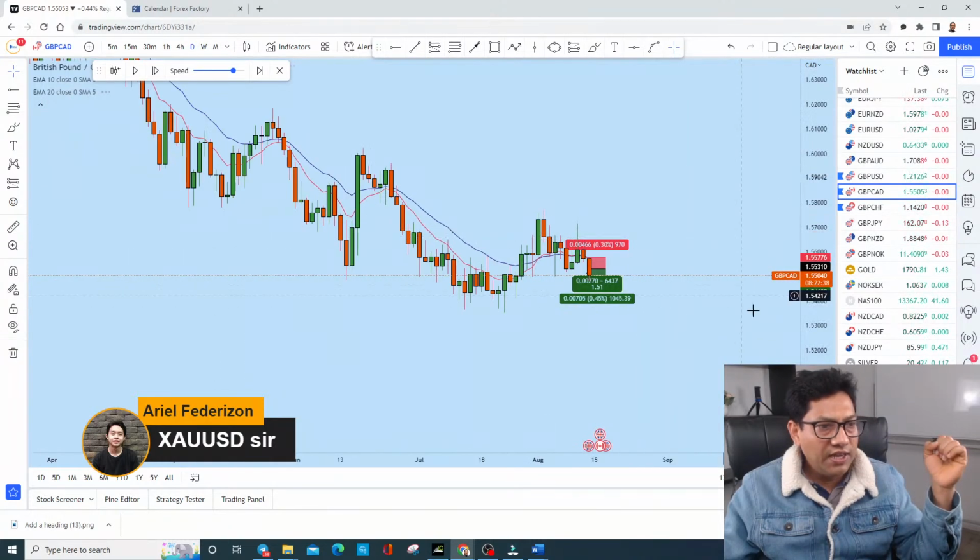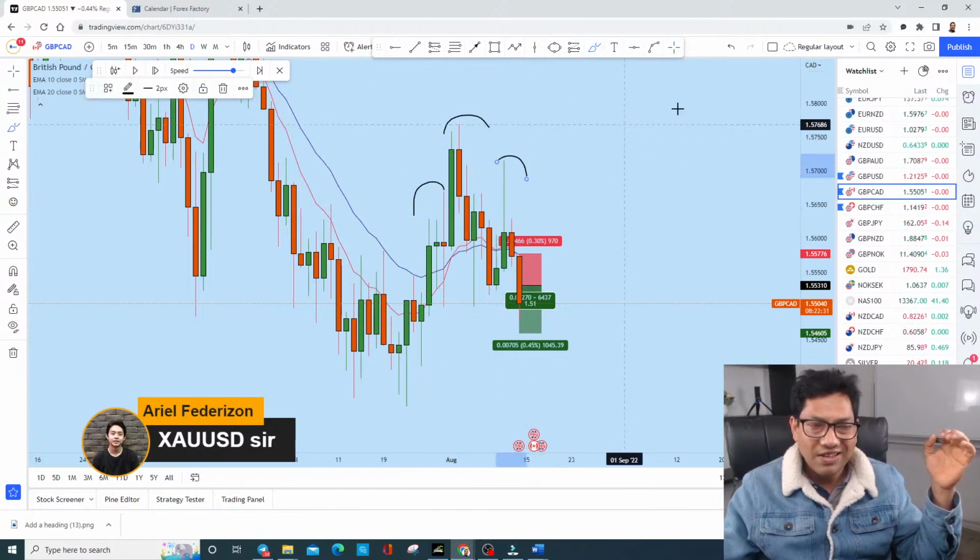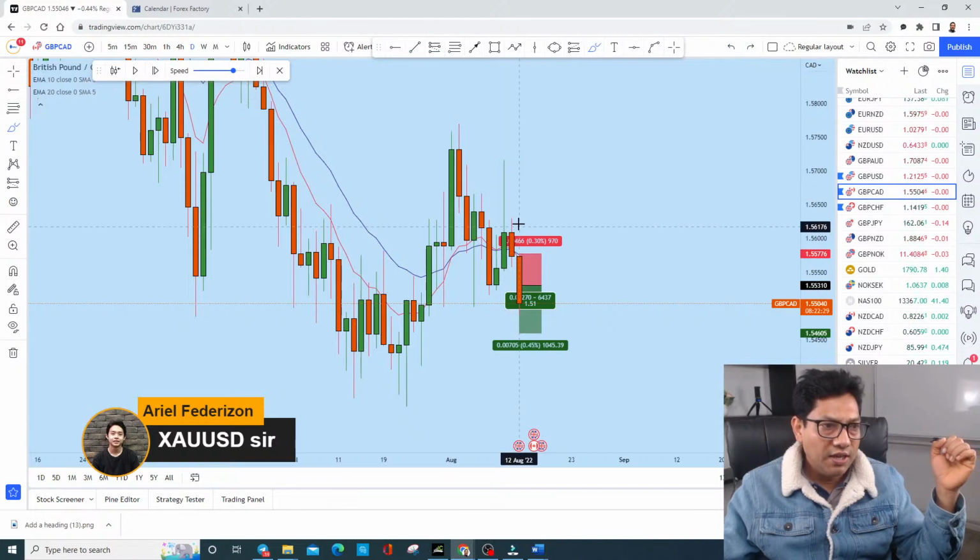If you look at the daily time frame, we see that the price created a reversal pattern. You can see there is a nice looking head and shoulder on the daily. With this red candle, the price has broken to the downside.